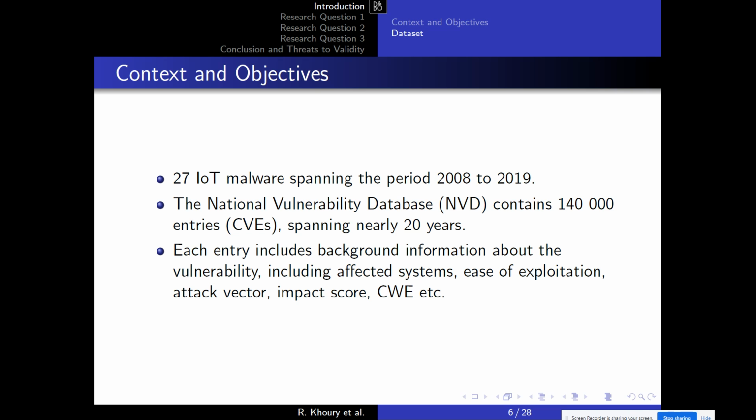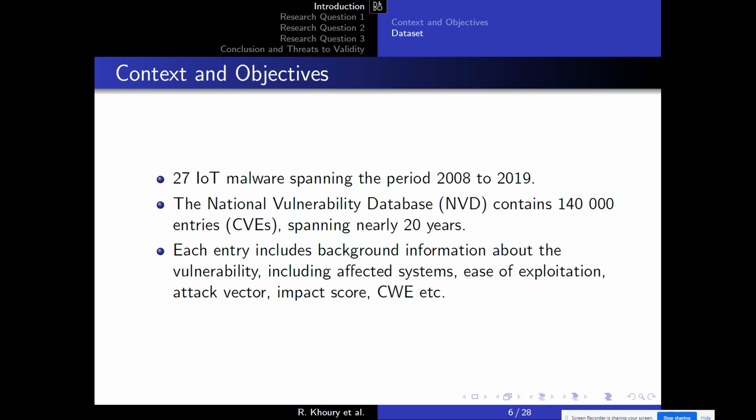And we looked at the National Vulnerability Database. This is a very well-known database by computer security researchers. It's maintained by a US government agency called NIST, and it contains 140,000 entries. Each entry is a vulnerability.